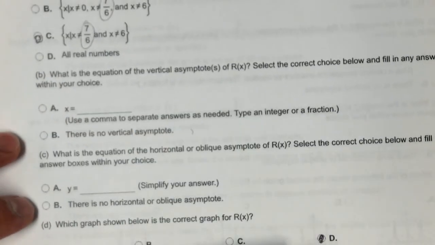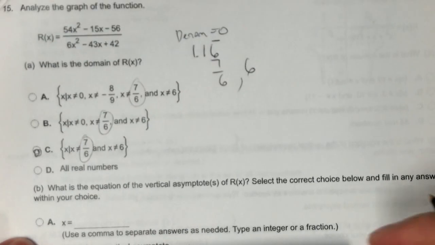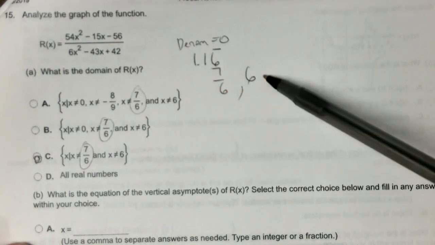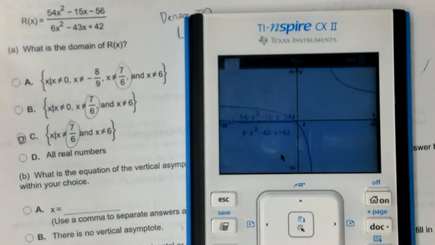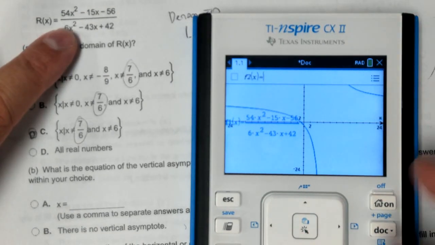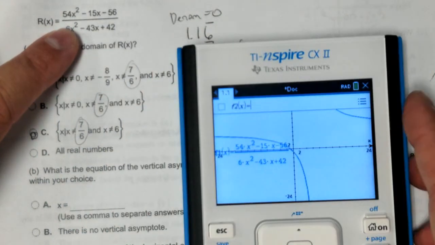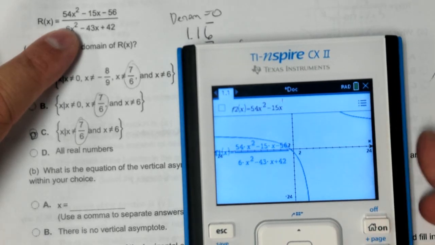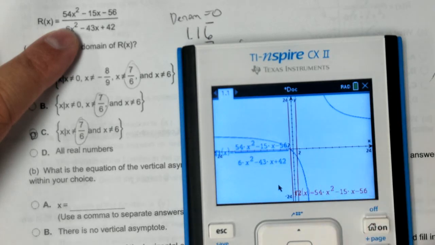Okay, so for our vertical asymptote, let's see, 7/6 and 6. What I want to do is set my numerator equal to 0 and see if we end up canceling the 7/6. 54x squared minus 15x minus 56. Okay, so that looks like this.